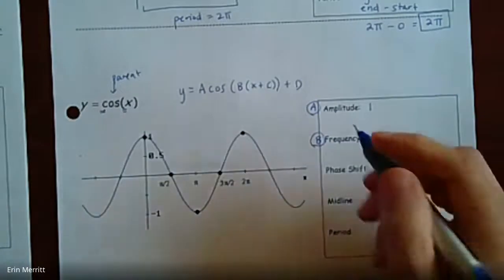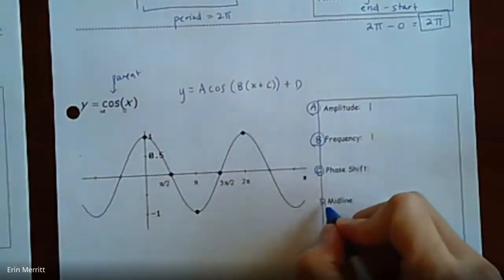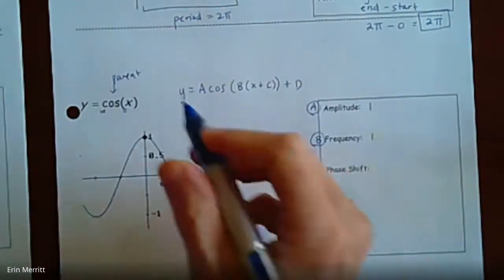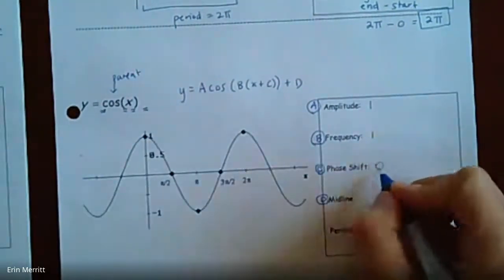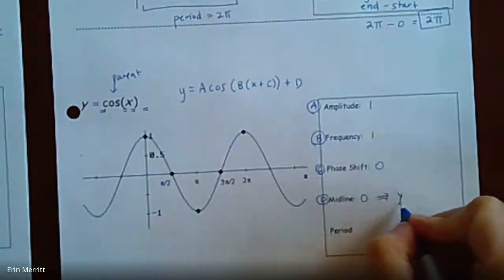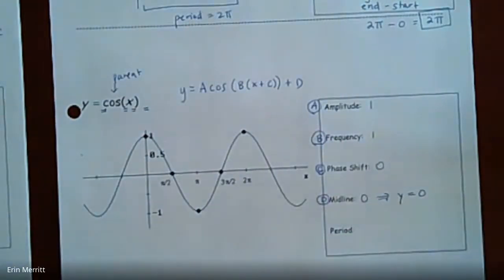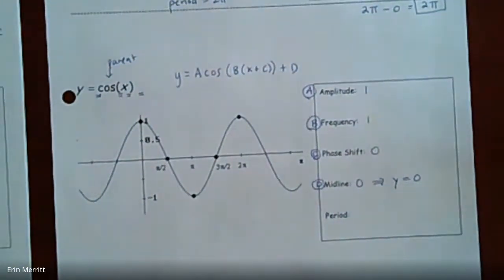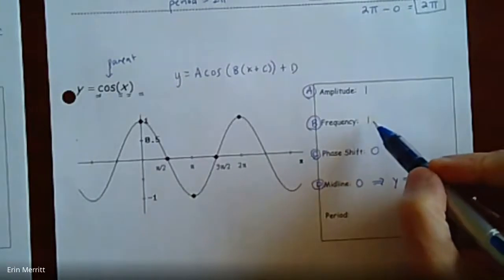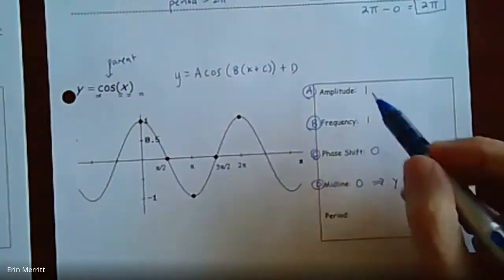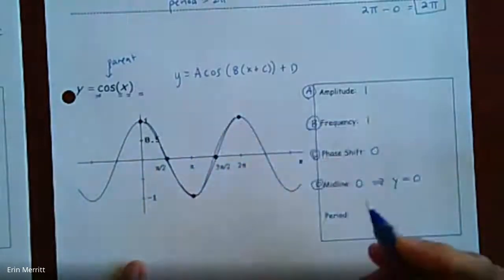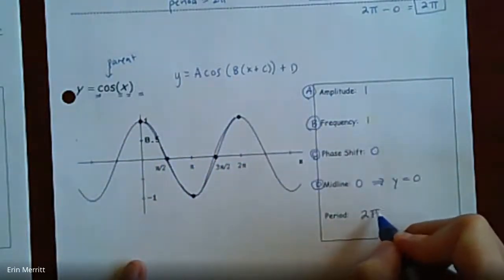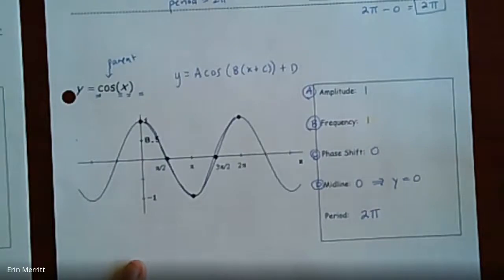Right? C and D, those are things that would be added on. So plus c plus d out here, there's nothing. So it's 0 and 0, or again, the line y equals 0. All right, and then the period. Well, if all I see is one cycle from 0 to 2 pi, which is exactly what we've got here, one cosine curve, then the period is 2 pi itself.